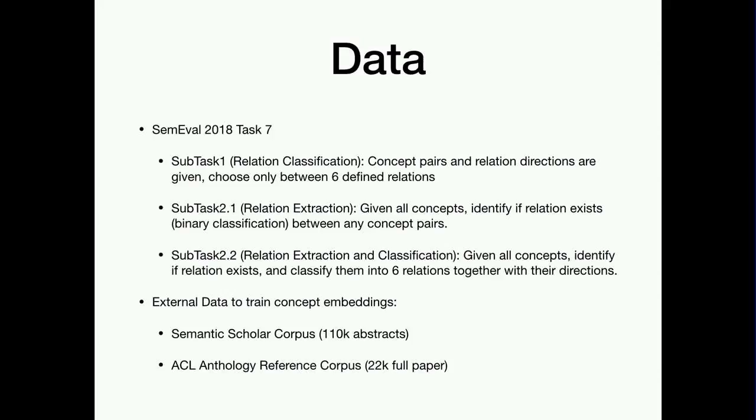The dataset we use in this task is SemEval 2018, task 7, which has 3 subtasks. The first subtask is relation classification, in which we assume that concept pairs and relation directions are given. So we need to choose between the 6 defined relations.